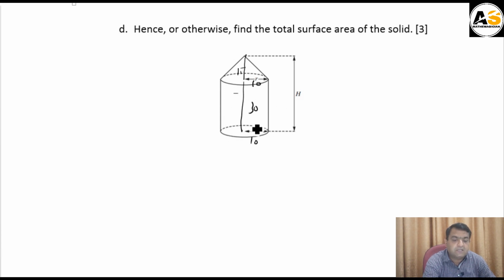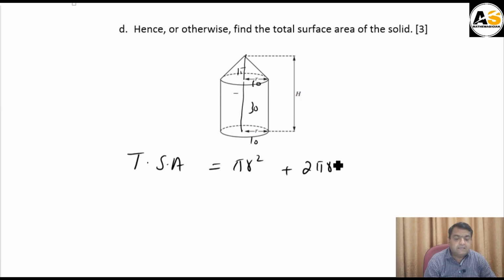This area is pi r square plus this curved area of this cone, which is pi RL. So total surface area will be area of the base pi r square plus curved area of the cylinder 2 pi RH plus this area of the cone, which is pi RL.